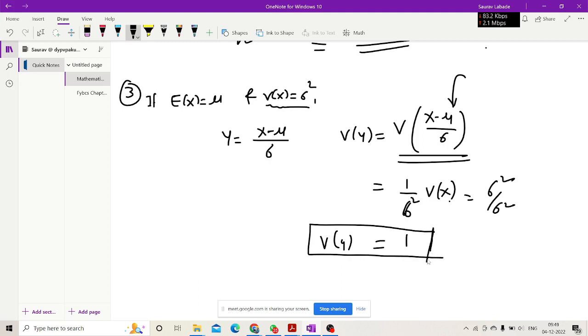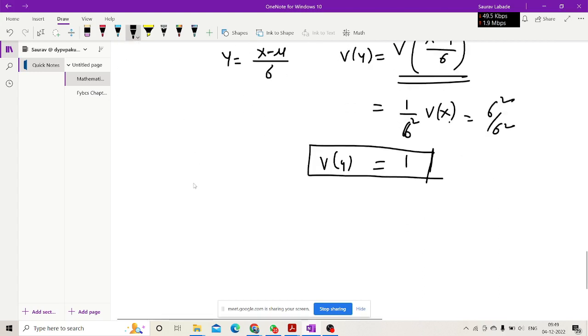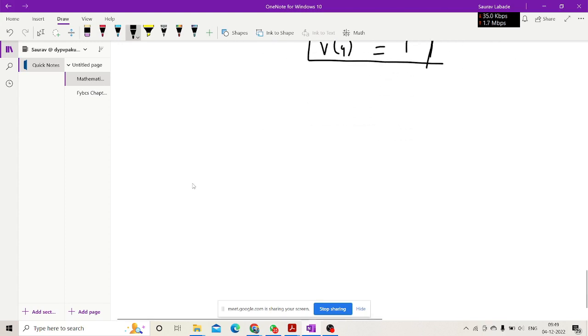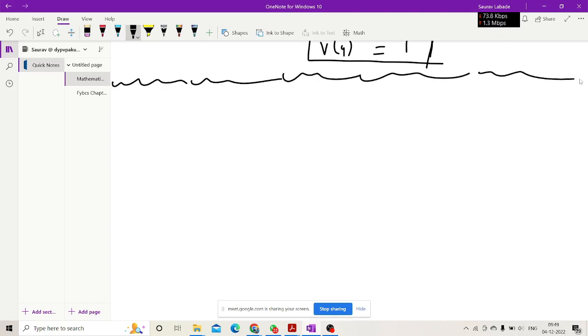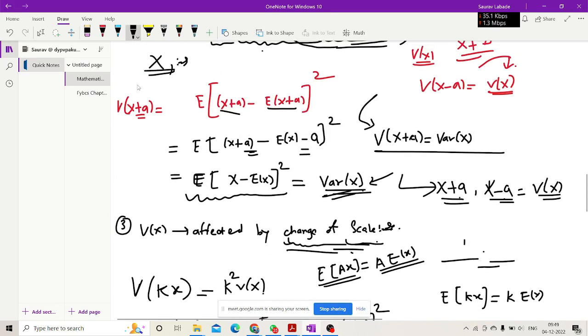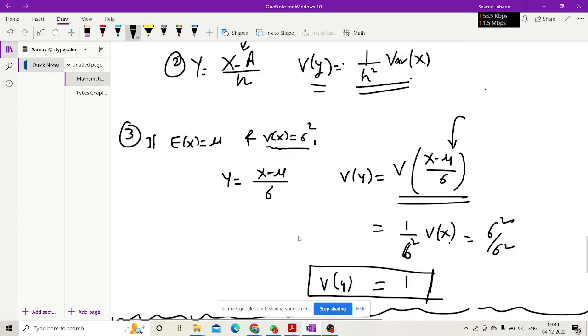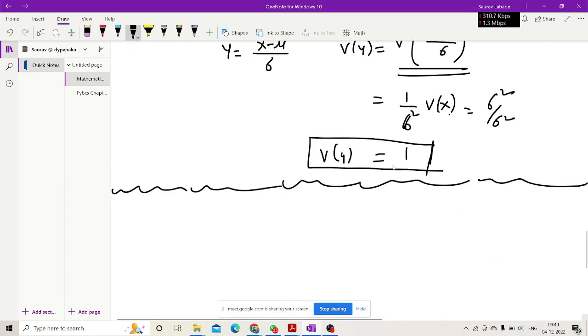Okay. Understood? I hope you have understood. Okay, now let's take one example according to this variance. Hello, have you all understood this? The third property. Okay.